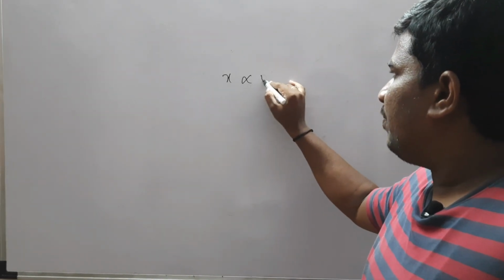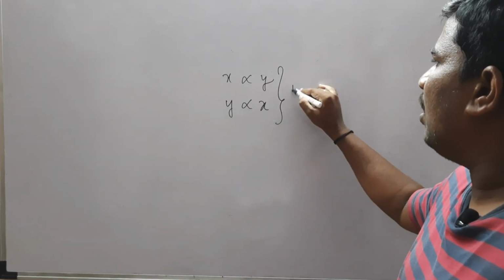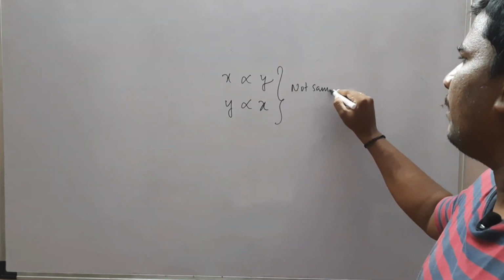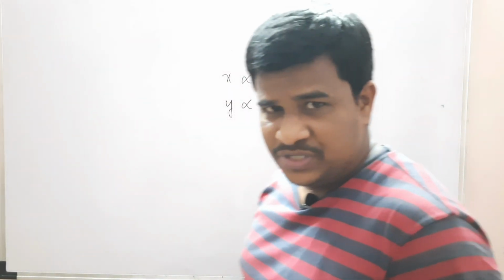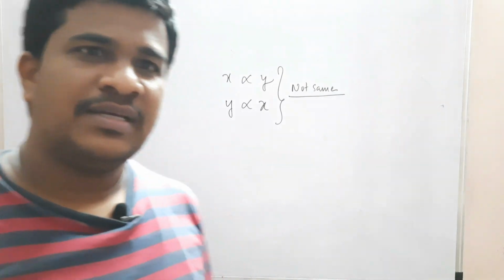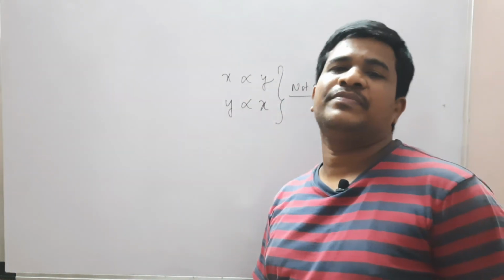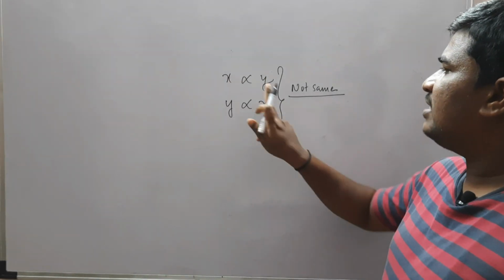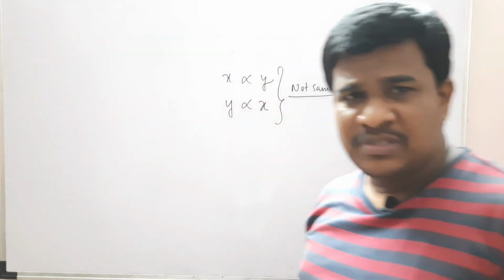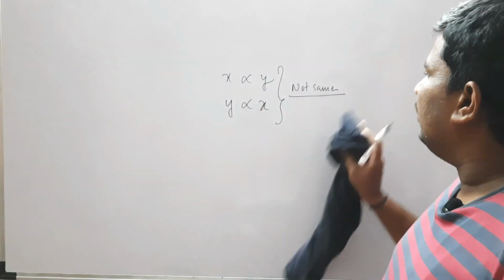See, x is directly proportional to y, and y is directly proportional to x. Both are not the same. When I ask this question to certain students during my lecture, what is the difference between these two, sir? Both are the same. No. See, what you feel is as y increases, x increases, as x increases, y increases. Are they both the same? Sir, what is the difference you are finding? Both are the same. I'll give you one example.